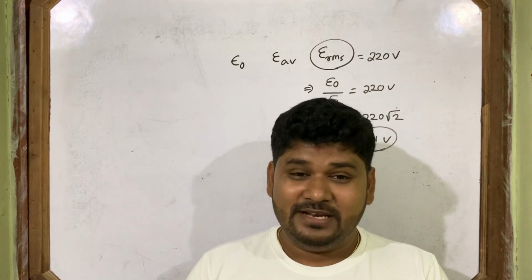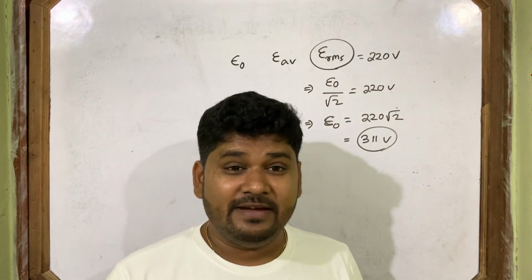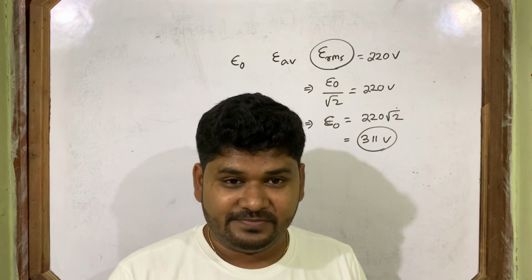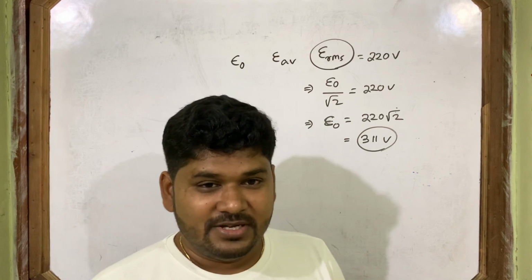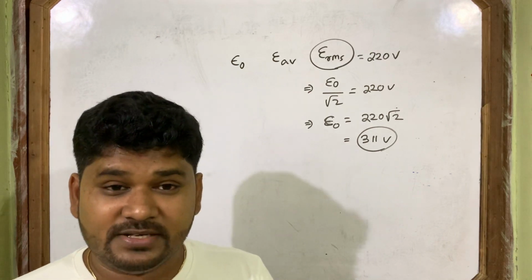So our home delivery supply of 220 volt is the RMS value, and its peak is 311 volt, which is coming to our house, the peak value. So what more questions will come? Then, your ammeter is what?